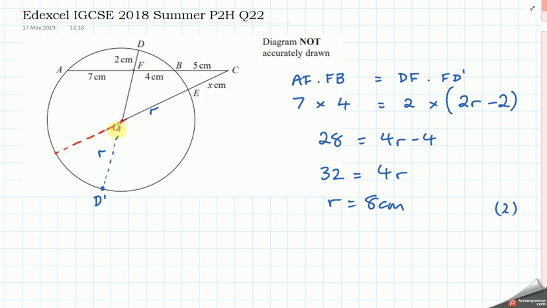So we've got a similar setup actually. It's a bit weird though. These two things are still chords, and they still intersect outside of the circle.